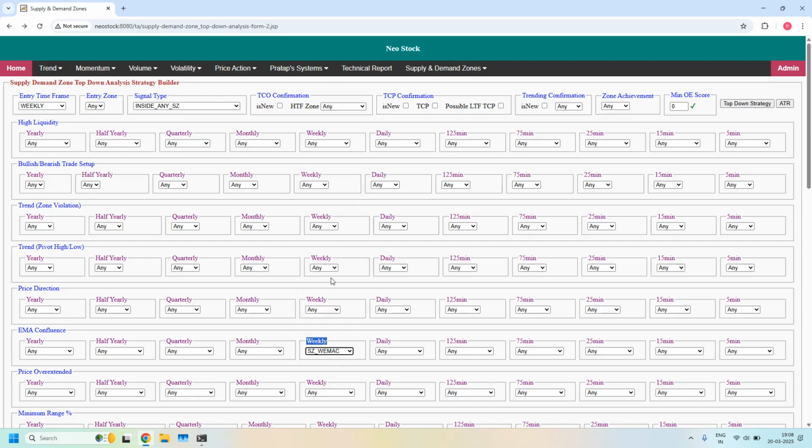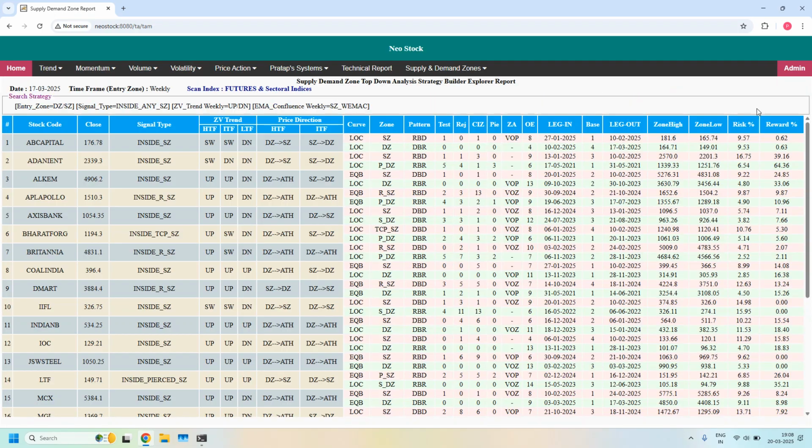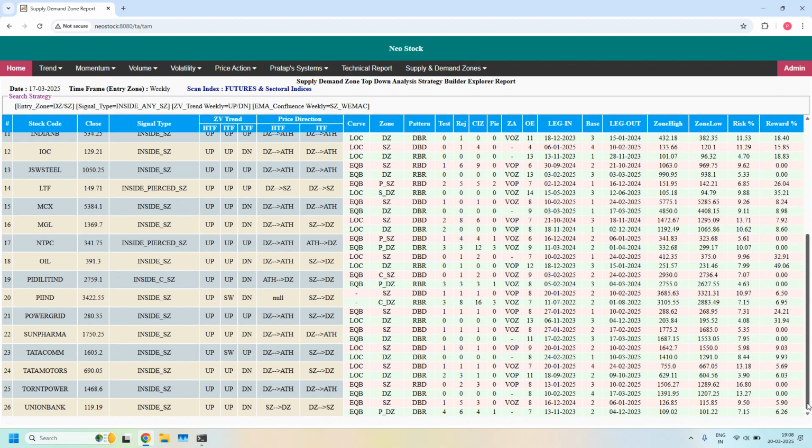Weekly supply zone with weekly EMA confluence. Trend on the weekly should be up or down, not sideways. Now the list has come down. First 15 stocks in the list. Scrolling the list down, so total 26 stocks are filtered. So this is about weekly stocks near demand and supply zones.